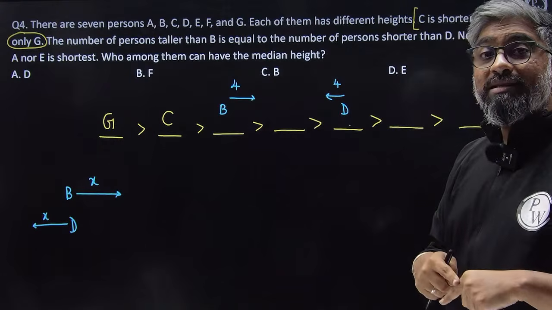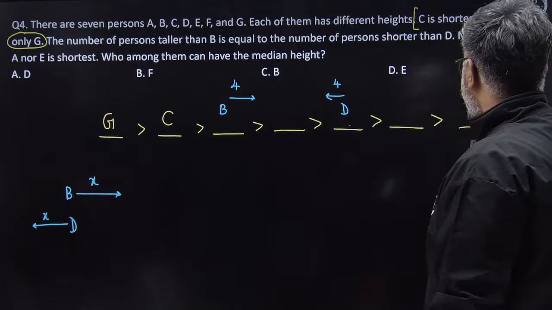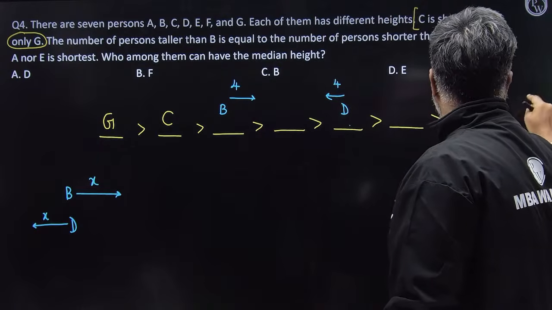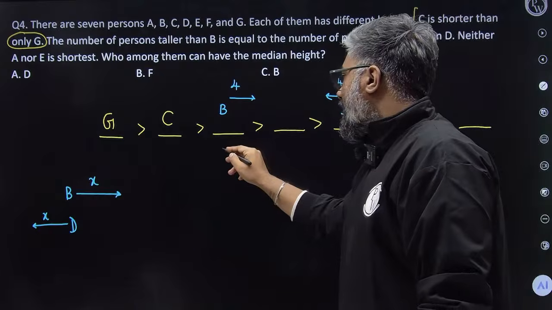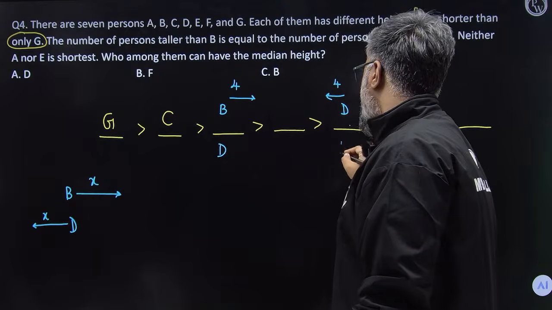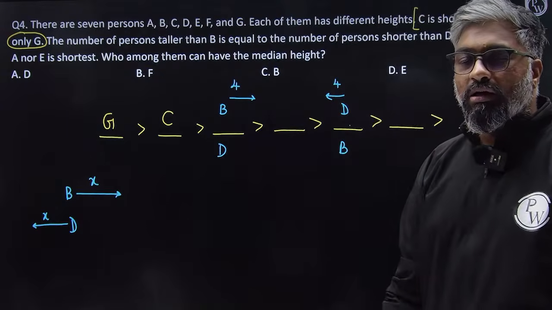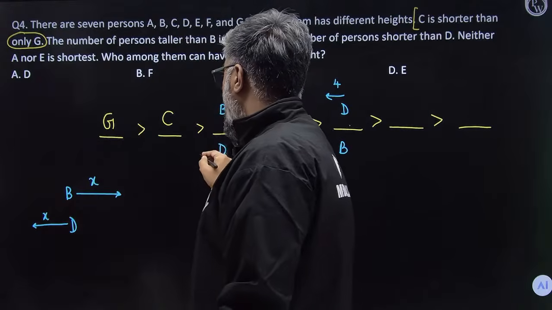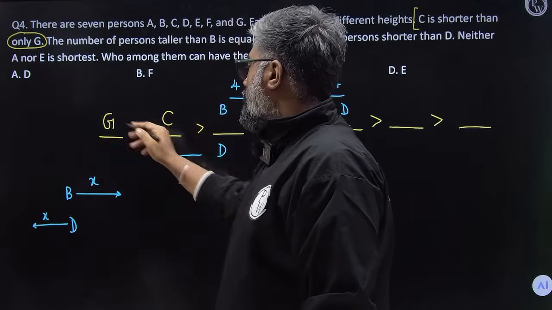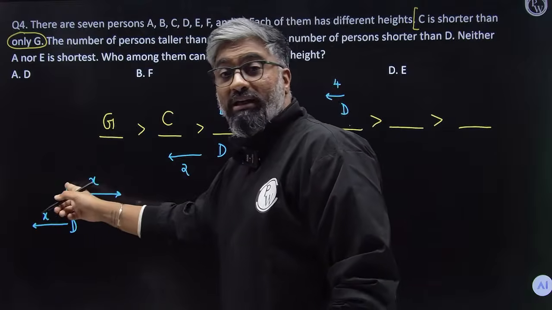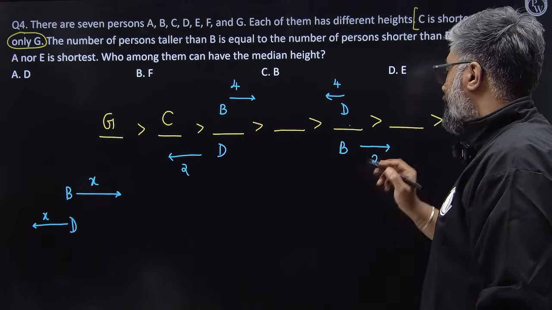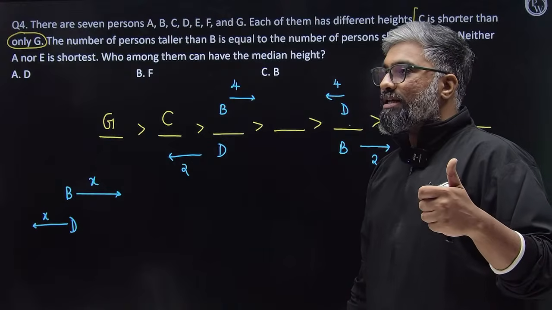Can I swap their seats? Can I exchange their seats? What would happen if I place D here and B here? Is it possible, guys? Can I place D here and B here? Will this work? Think about it. I have to see what? Left of D. Left of D is how many? 1, 2 people. I have to see right of B. Right of B is how many? 1, 2 people. Getting this? Are you able to understand this?